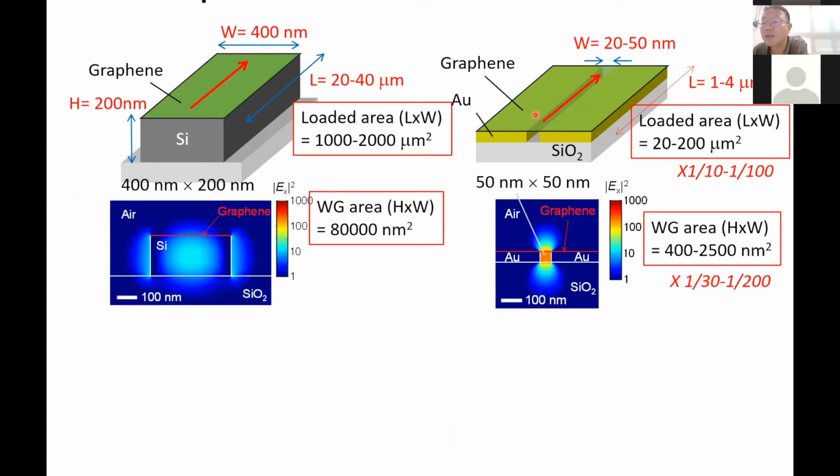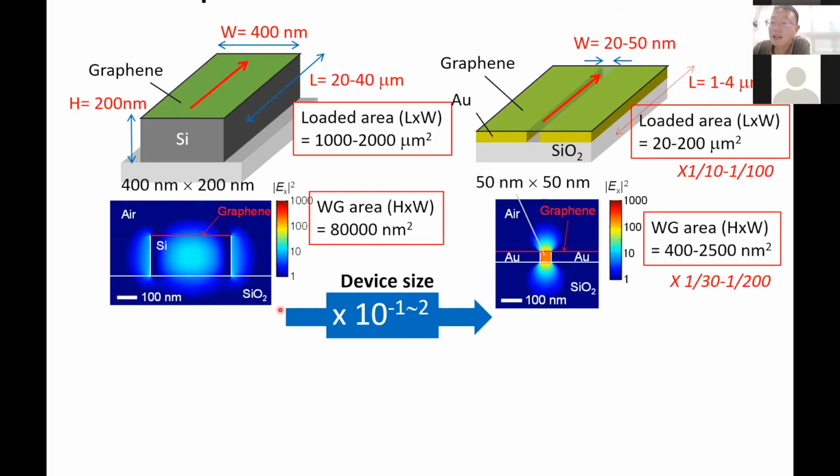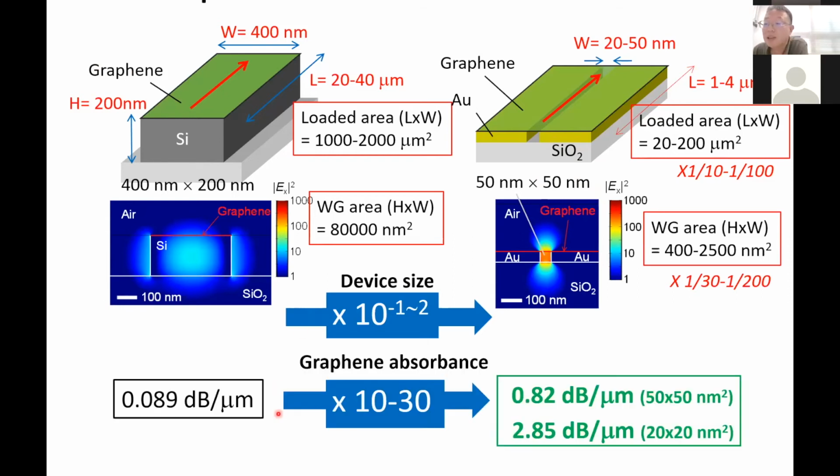plasmonic waveguides shown here, which enable ultra-strong light confinement. And as a result of strong light confinement, the device size is reduced in comparison to graphene on a silicon waveguide. And the graphene's absorbance is also increased. And most importantly, the field intensity at graphene is greatly increased. This is very important for the nonlinear operations.